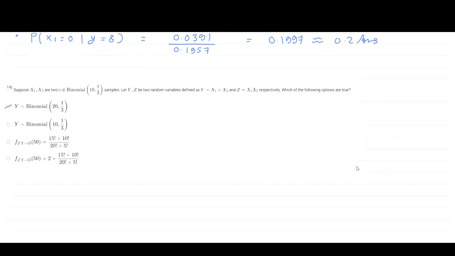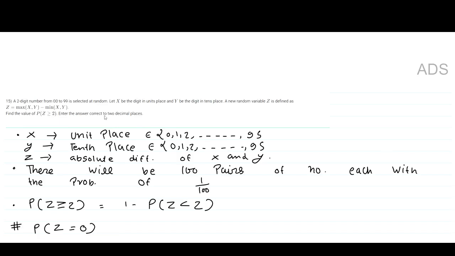Let us now see question number 14. Suppose x1 and x2 are IID binomial with n equal to 10 and p equal to 1 by 3. Let y and z be two random variables defined as y is equal to x1 plus x2 and z is equal to x1 into x2. Which of the following options are true? So the only correct option from the given options is option number 1. Let us now move to the last question of this mock.